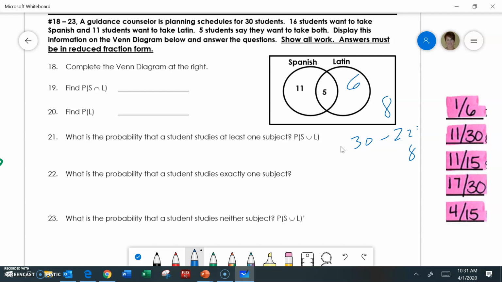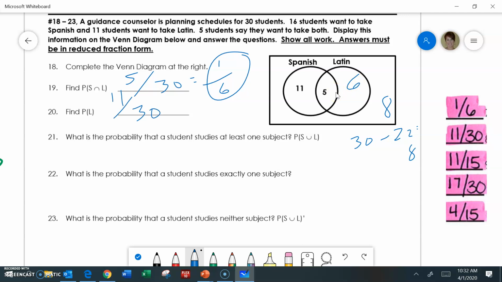Number 19, the probability that they take Spanish and Latin, well, that would be our intersection. So that would be 5 out of 30, which reduces to 1/6. Number 20, the probability that they take Latin. Well, I'm going to use my mouse here. If they take Latin, there's 6 that only take Latin by itself, but there's 5 that take both. So we would add 5 and 6, and that would be 11 out of 30, and that does not reduce.